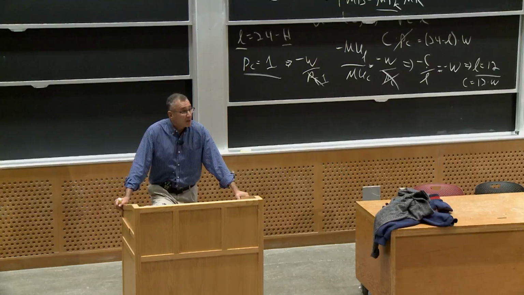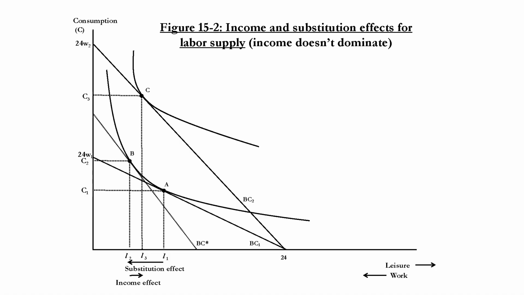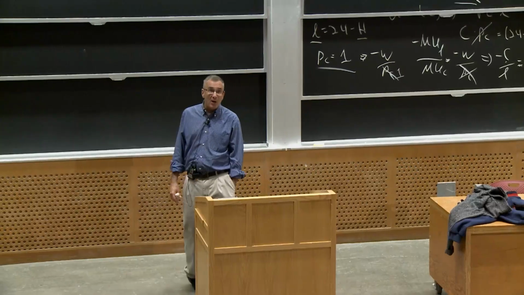Well, we know consumers react when a price changes. There's substitution and income effects. So let's go to figure 15.2. We have the original budget constraint, 24 times W1. And let's say the wage now rises to W2. The wage rises to W2. Okay? The budget constraint pivots outward. You have the same consumption, which is 0 if you don't work. But with every hour of work, you get more consumption. The slope is steeper. What effect does that have on how hard you work?